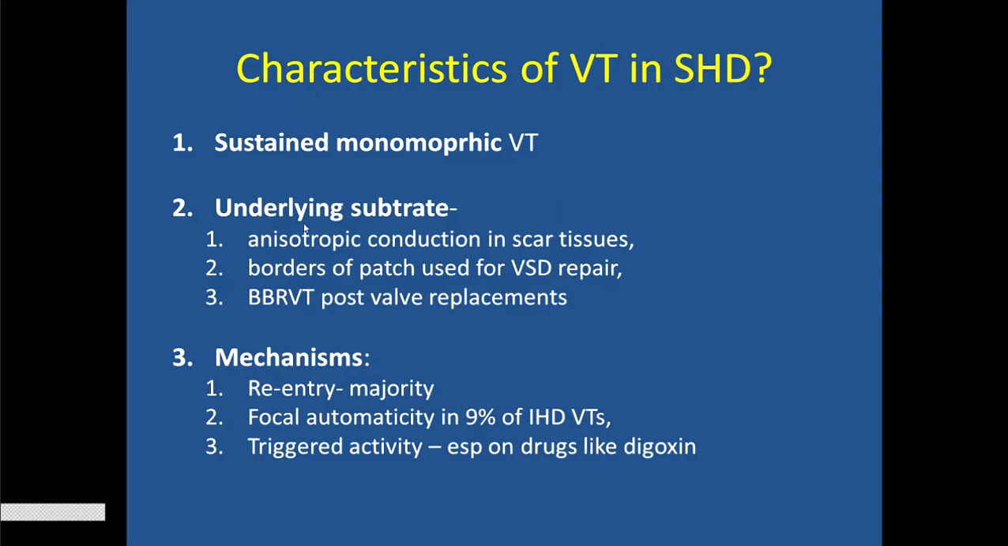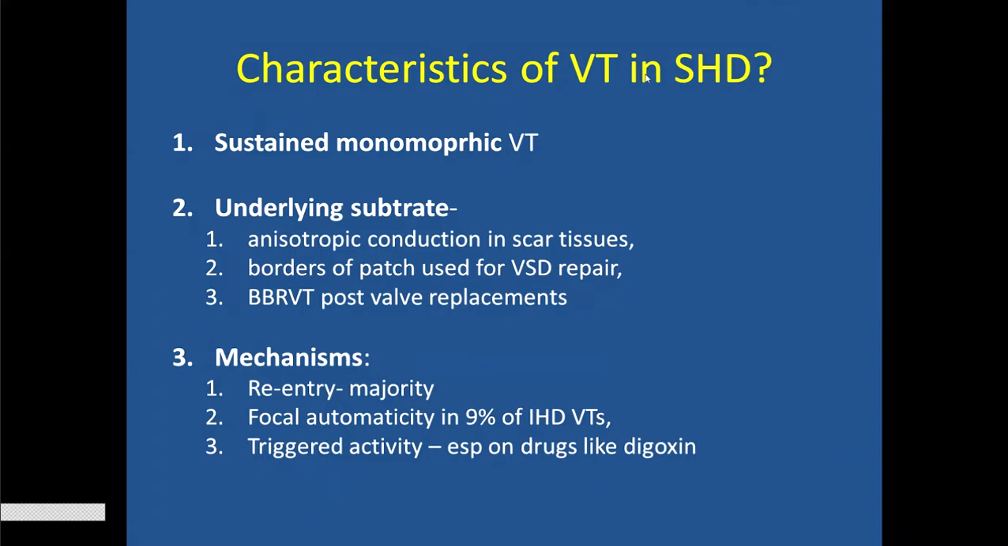And any presence of scar, for example, underlying substrate could be anisotropic conduction in scar tissue. In the scar tissue or around the scar tissue, there can be remnant tissue or channels which can be slowly conducting and form a nidus for re-entry. And borders of patch used for VSD repair, like in a TOF or a regular VSD, they can develop VTs. Bundle branch re-entry VTs post-valve replacements are also known.